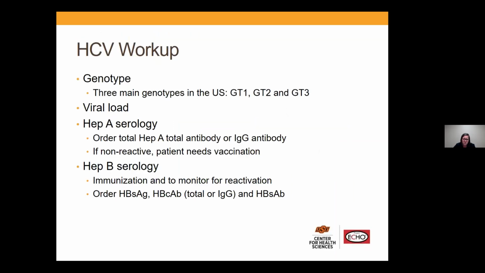So, things you need to know for workup: the genotype. Basically, in the United States, we have 3 main genotypes, 1, 2, and 3. And there are medications now that are considered pangenotypic, which means you can treat all genotypes. So you may or may not technically need this, but especially when starting out and working them up, it's good to know what their genotype is, and a lot of insurances still require that.